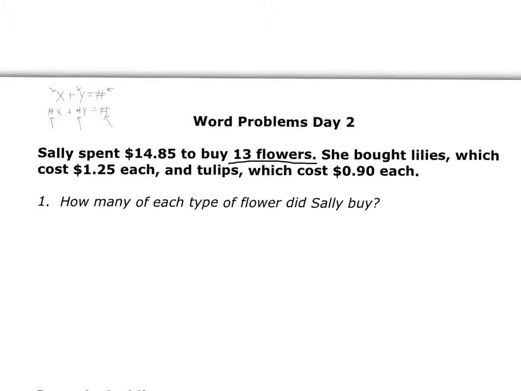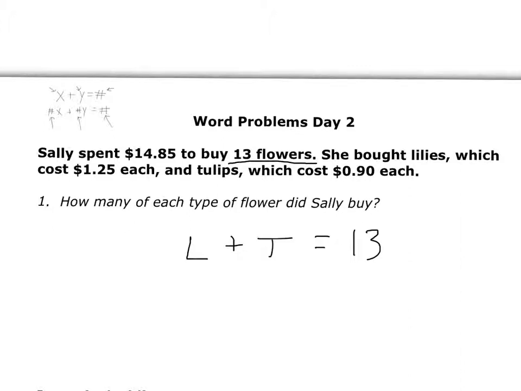So our first equation is going to be comparing what things you bought and how many of them you bought. We know that she bought lilies, L for lilies, and she bought tulips. And when you add up how many lilies and tulips she bought, Sally bought 13. So there's our first equation, and it matches what we wrote up top on your paper.